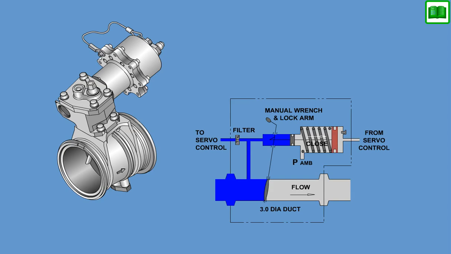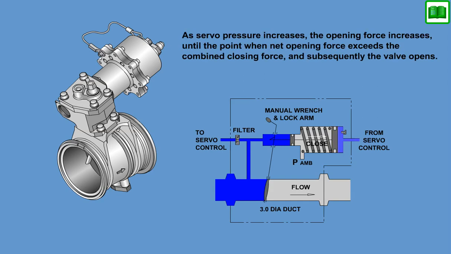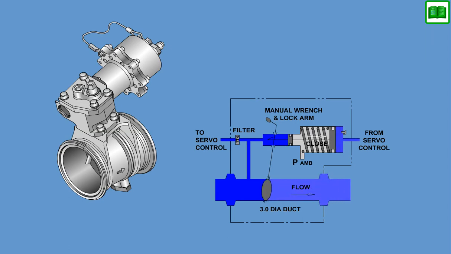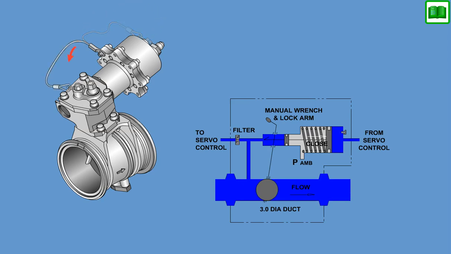With servo pressure low, the valve is closed. As servo pressure increases, the opening force increases until the point when net opening force exceeds the combined closing force, and subsequently the valve opens. The valve will regulate downstream pressure until servo pressure increases to fully open the valve. The valve is fail-safe closed and can be mechanically locked in the closed position.